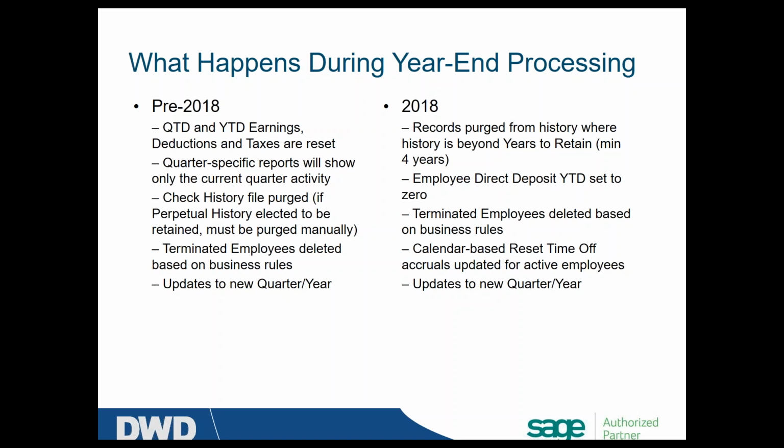If we're looking at Payroll 2.0, I recognize a few names out there of folks who are on version 2018 now. What's going to be a little bit different? You've got a setting for years to retain history. That minimum is 4. You can set it up higher, but you will hold at least 4 years now. If you're using direct deposit, those year-to-date totals will get reset to 0. Again, terminated employees will be deleted based on the business rules.